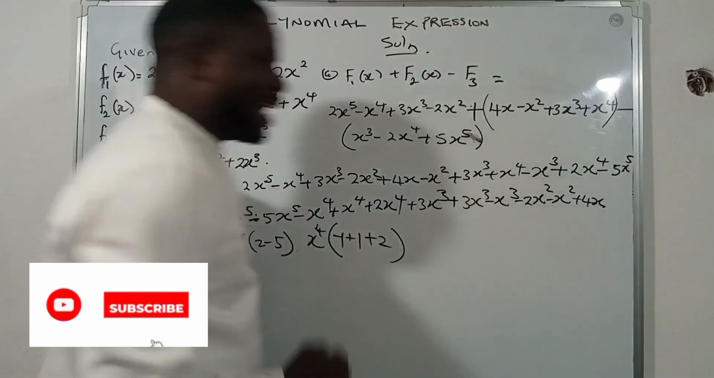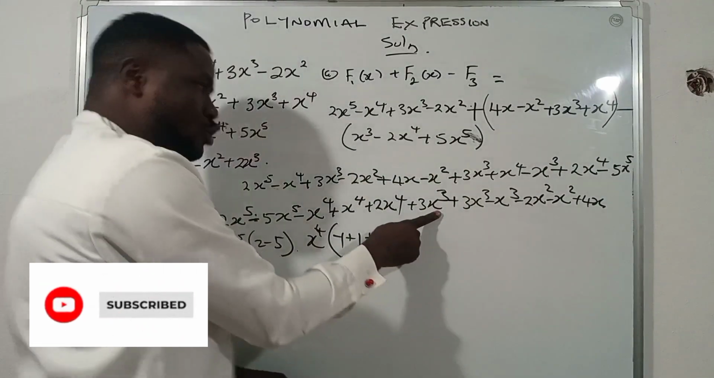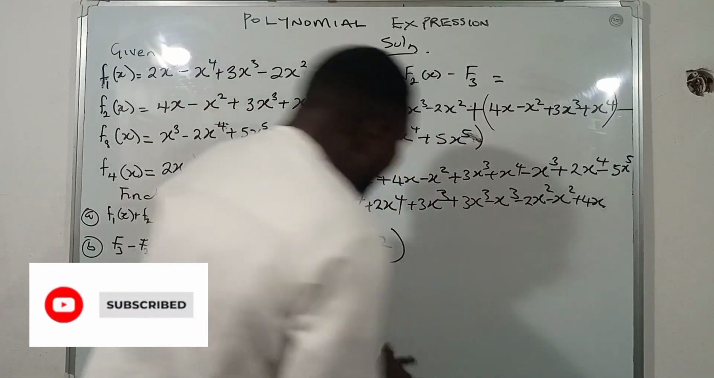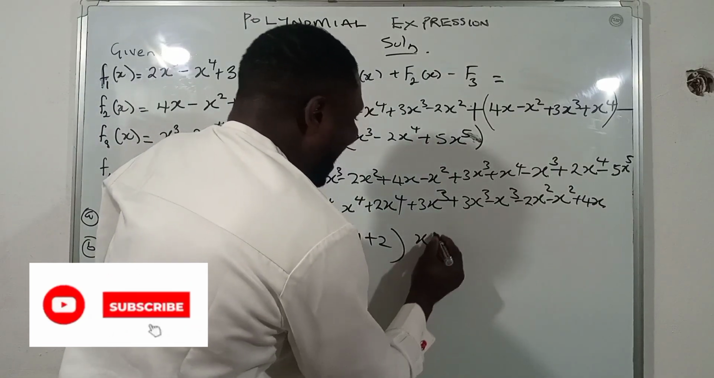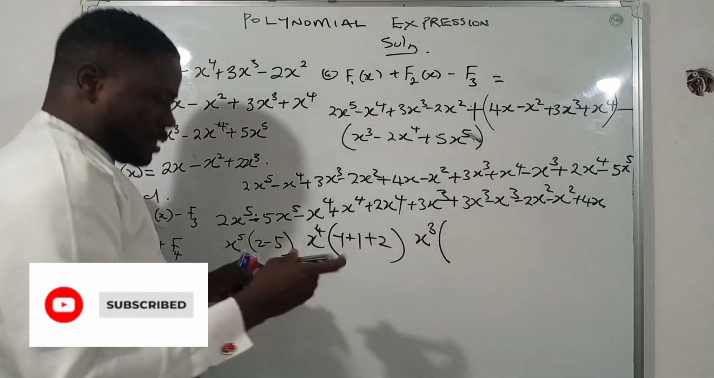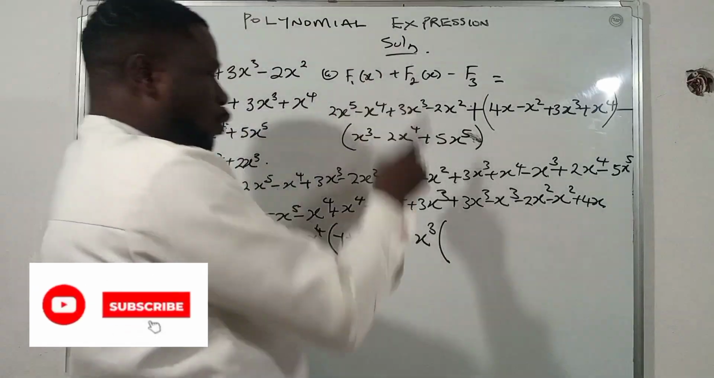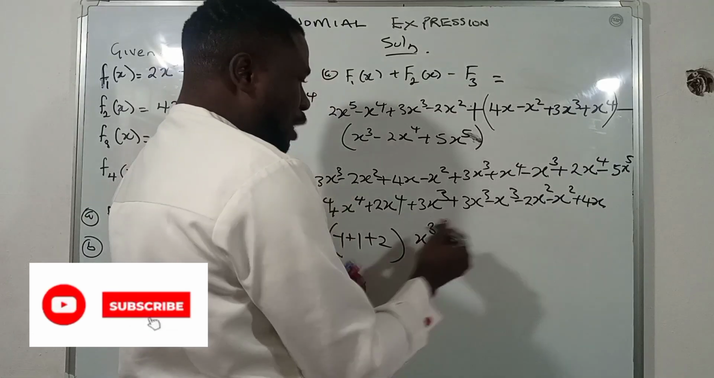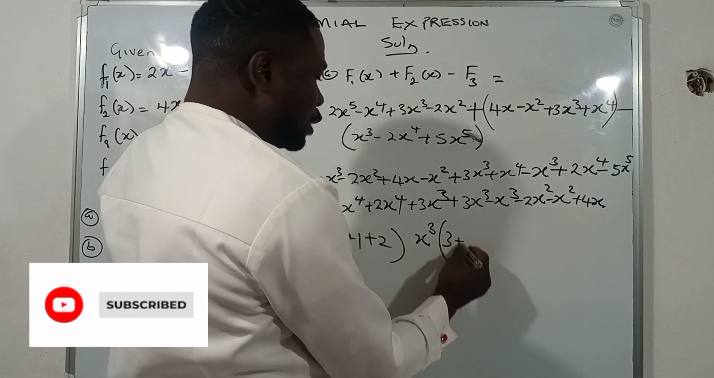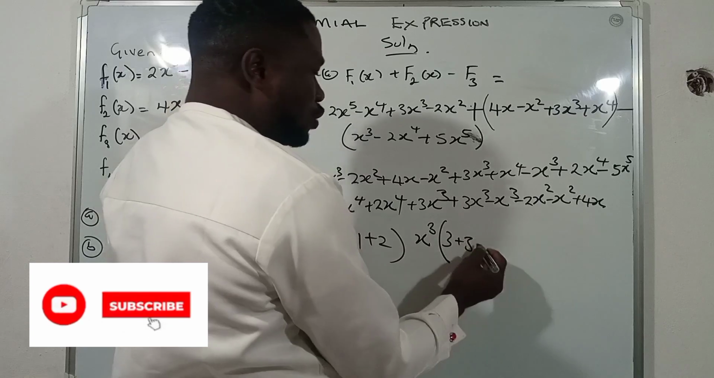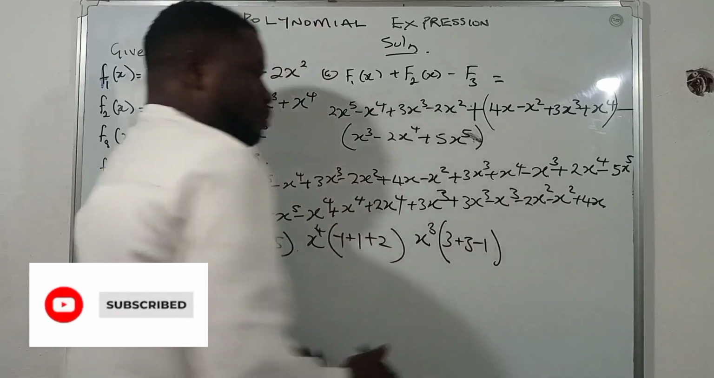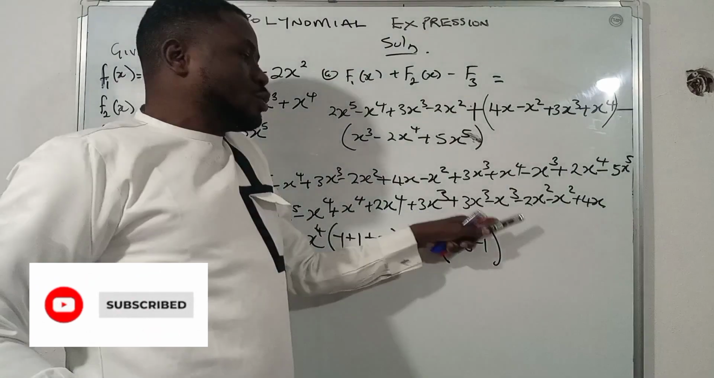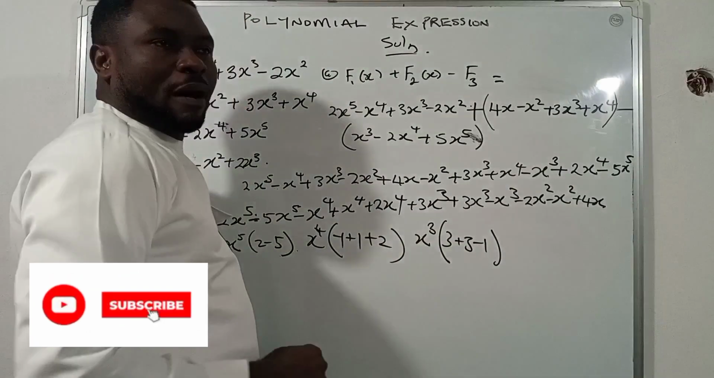Now let's take care of x raised to power 3. Now there is x raised to power 3 here, there is x raised to power 3 here, there is x raised to power 3 here. So you can possibly place x raised to power 3 outside and ask yourself, what is the coefficient of this x raised to power 3? It is 3. What is the coefficient of this other one? It is plus 3. What is the coefficient of this other one? It is minus 1. And you close your bracket. If you decide to use this to multiply this, you recover it. You get back to the previous x raised to power 3.